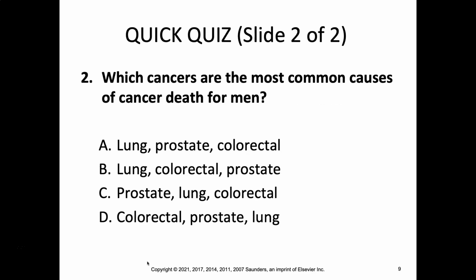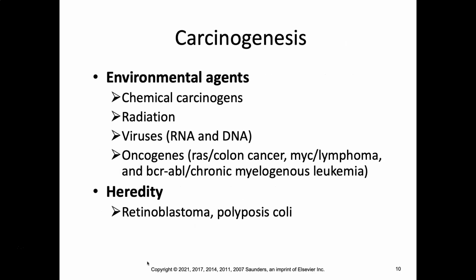So, what are the most common causes of cancer death for men? Again, if you've got lung cancer, it often progresses to bone and brain. Prostate does the same, interestingly enough. Colorectal, again, tends to metastasize to liver. I'm going to let you check the internet for the answers on these two. We'll see how you did.